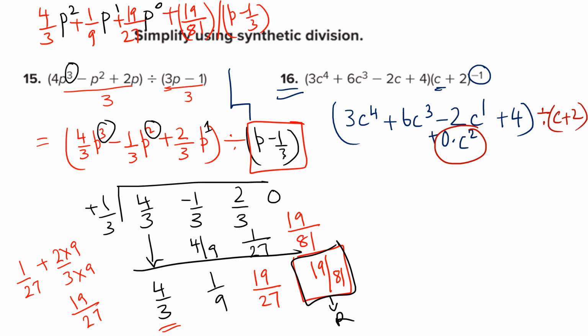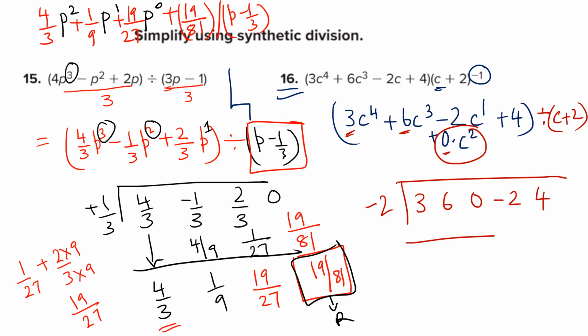Let's start synthetic division. Inside the numbers that will come is 3, 6, 0, -2 and 4. Remember the importance of adding 0 times C2, and then it is C plus 2, so outside will be -2. Let's start division. -2 times 3 is -6. This becomes 0. 0 multiplied with 0 is 0. 0 times this is also 0. -2 and plus 4. So the remainder here this time is 8.